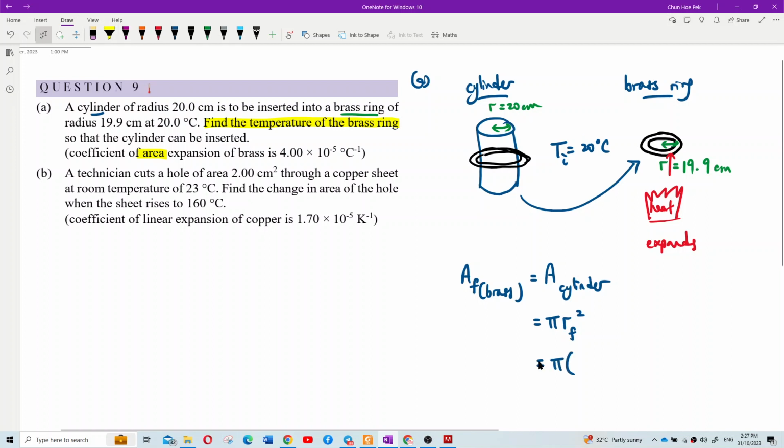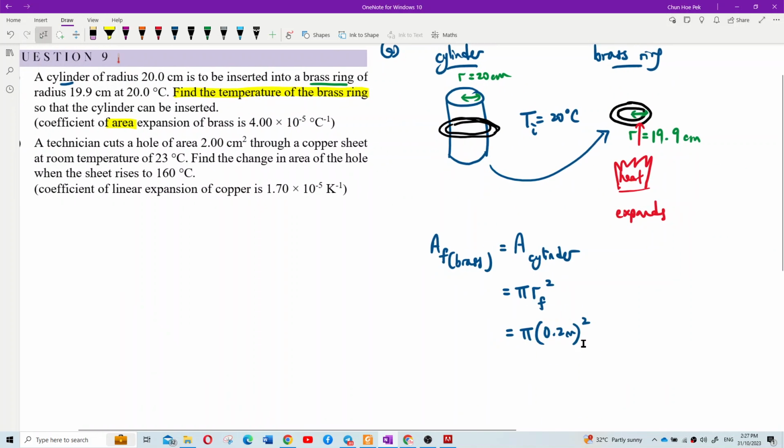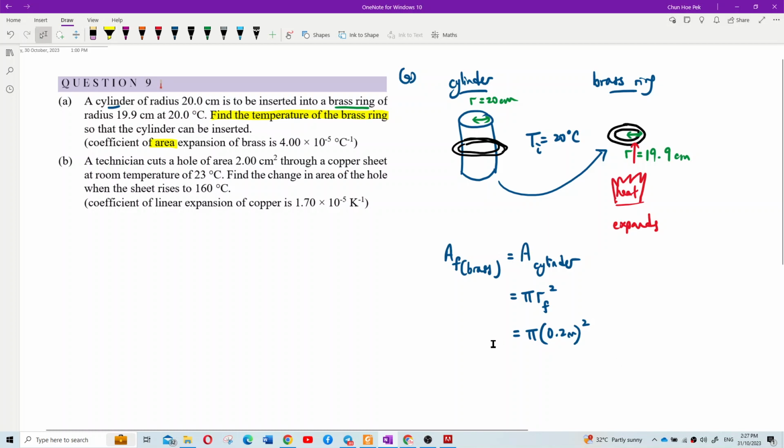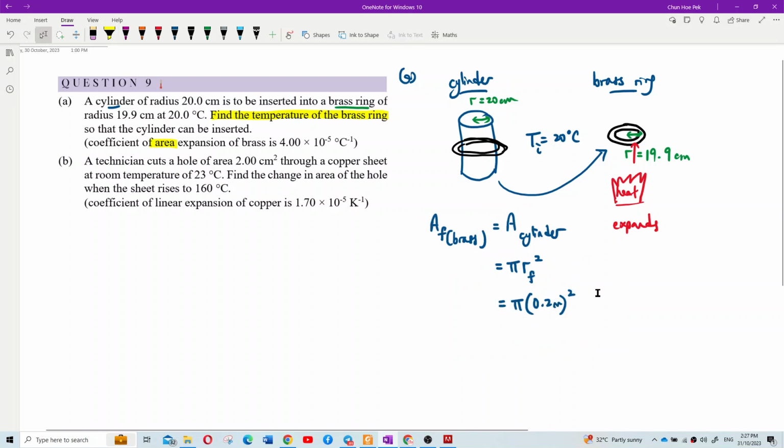Okay, so 20 cm. I must change to SI unit, 0.2. Radius 20 cm, so 0.2 meter, and then square it. So what do you get, class? Never mind, maintain in this form. No need to multiply the pi, because later I want to cancel the pi. This is the smart way of doing it. You have no need to calculate everything. Okay, now I got the final area for the brass, which is the area of the cylinder.